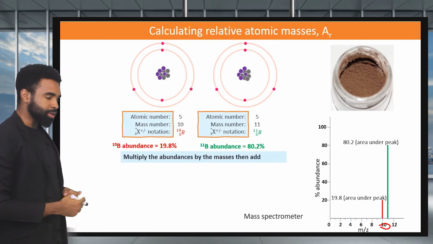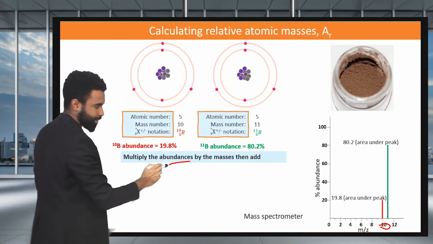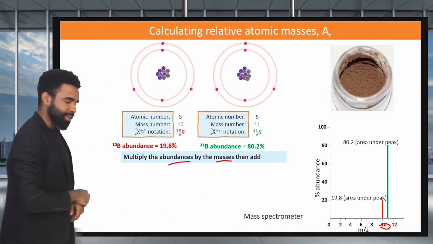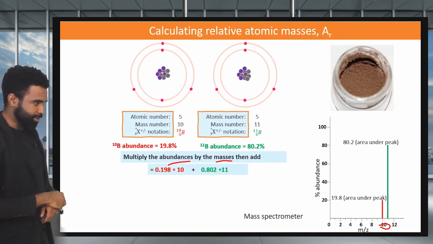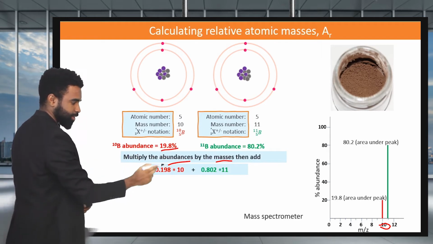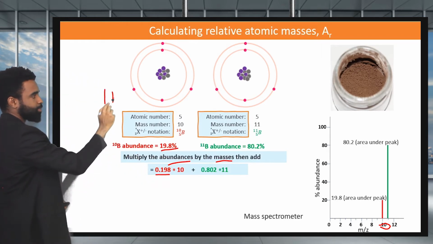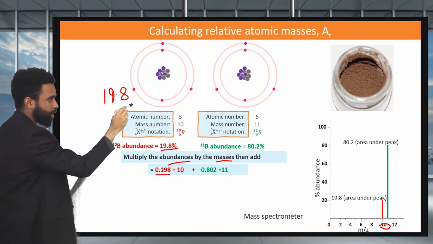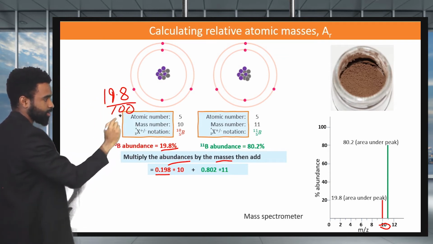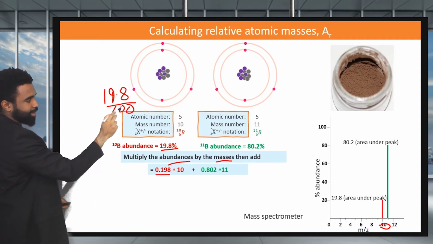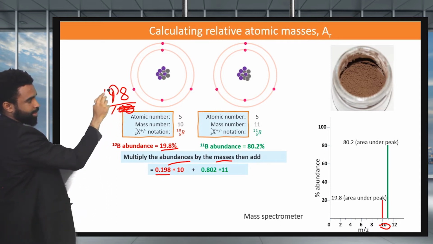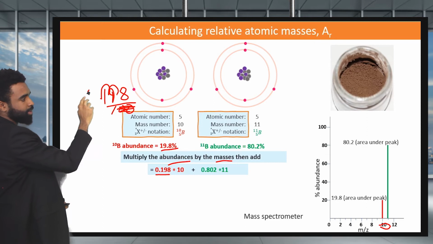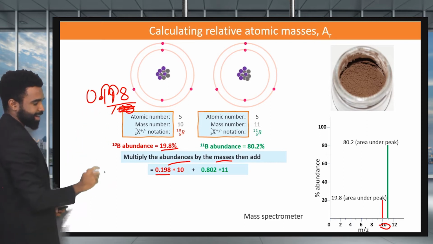So how do we do it? Just like before, we're going to multiply the abundances by the masses and add them together. So here it is. We take 19.8% and convert it to a decimal. So 19.8% is the same as 19.8 per cent, per hundred. Cent is 100 in French and in Latin, I guess. Okay, so we remove those two zeros, and that would go 2 places back. So we end up with 0.198.